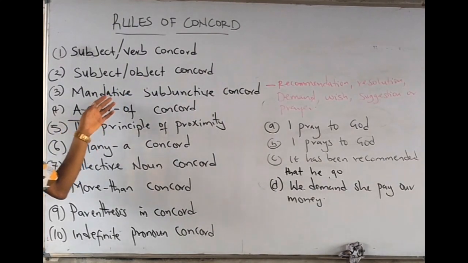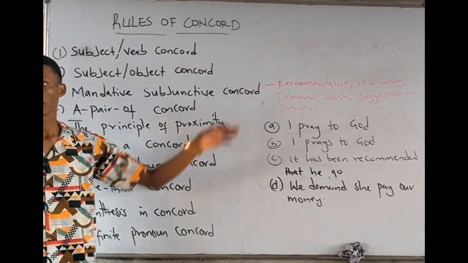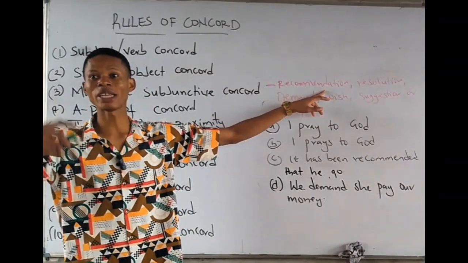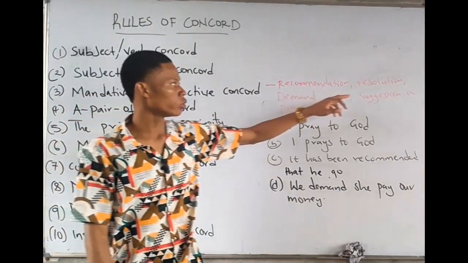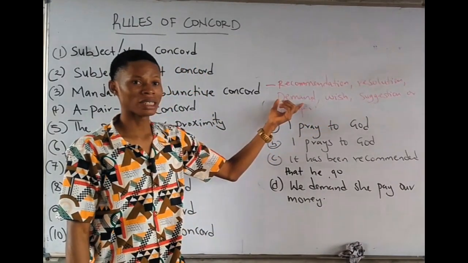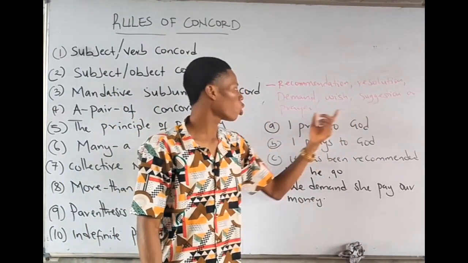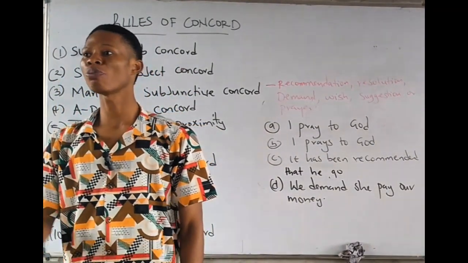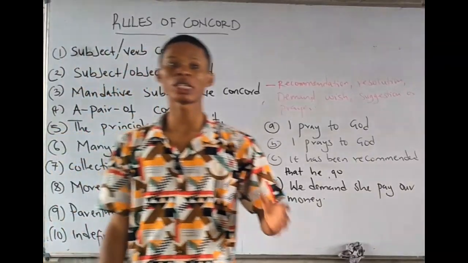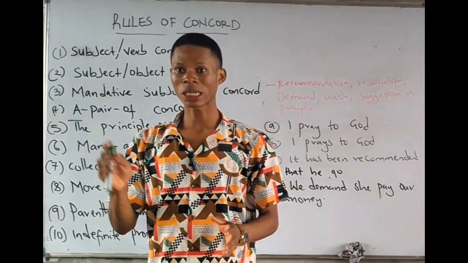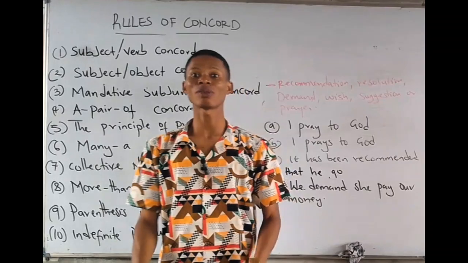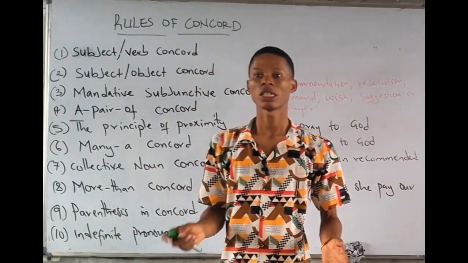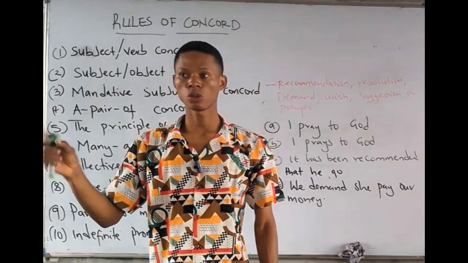Now, the third rule here is mandative subjunctive concord. It states that when recommendation, resolution, demand, wish, suggestion, or prayer is involved in a sentence, the verb you are to use must be plural, regardless of whether the subject is singular or plural. Do you understand that? So when you are demanding something, the verb should always be plural, whether the subject is singular or plural. If you are wishing for something, the verb should always be what? Plural. Do you get that?